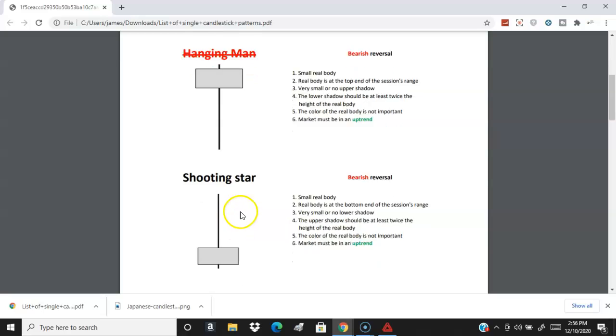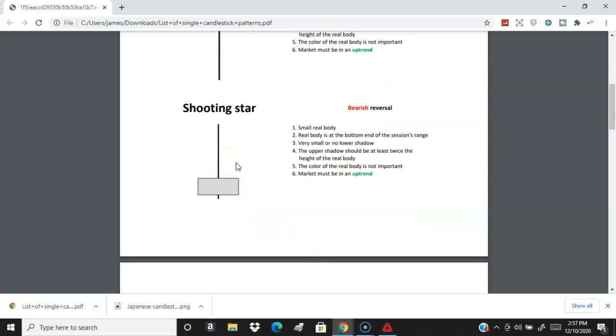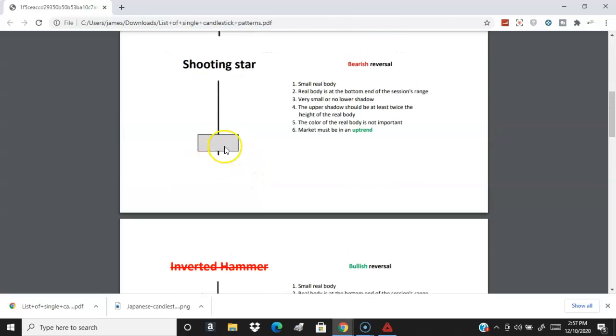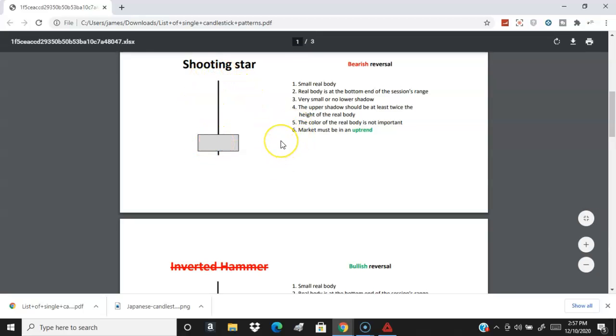Okay, shooting star. Shooting star, you've been seeing this one a lot. Shooting star is a bear reversal. Okay, small body. Real body is at the bottom of the session. So you may have started in a buying session, and when the market was in the uptrend, and then all of a sudden it comes all the way down and it closes here. Okay, and then it leaves a little bit of a wick. That's the main thing, guys. A little bit of a wick, because if it's not, then it becomes something else. Okay, a little bit of the wick, a large body here, and it must be in the uptrend.